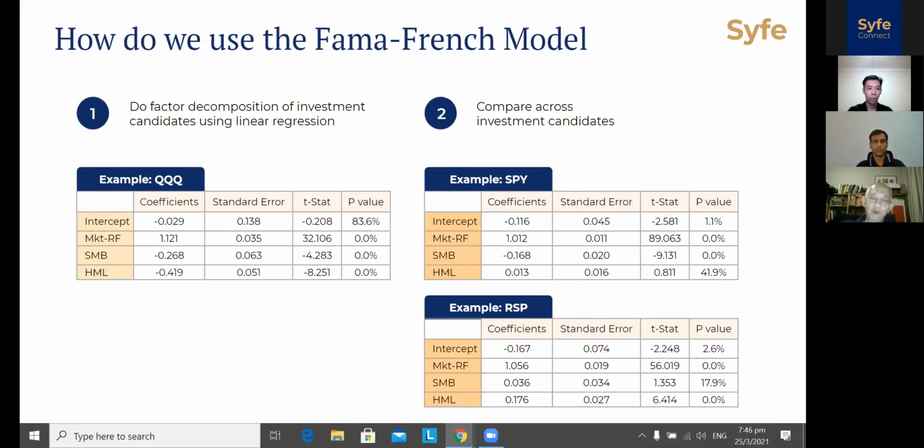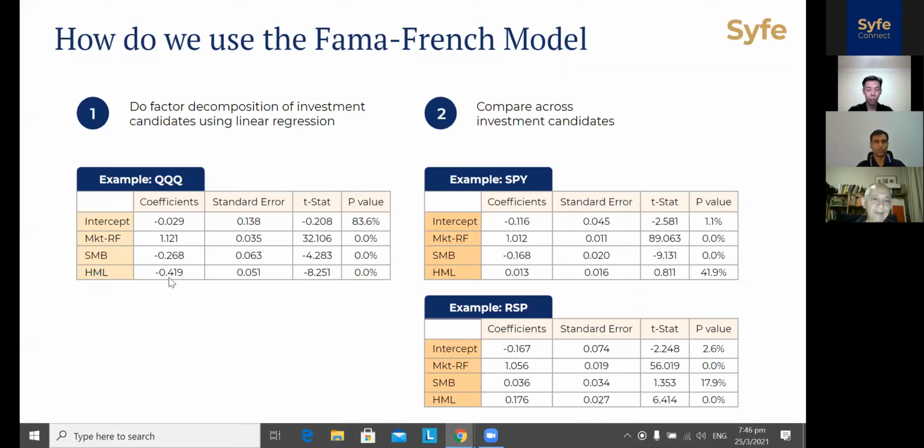So for example, QQQ, we run a regression. You can see here, we run a regression of QQQ against the Fama-French factors, okay? From the regression you have an intercept, the market minus risk-free rate, which is the market risk premium, small minus big, and high minus low, okay? The intercept is usually what is termed an alpha term. That means forget about the systematic factors. This is how much more or less you can make, okay?